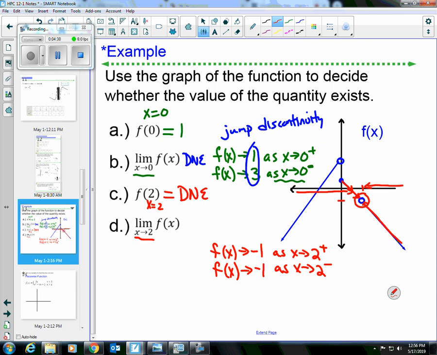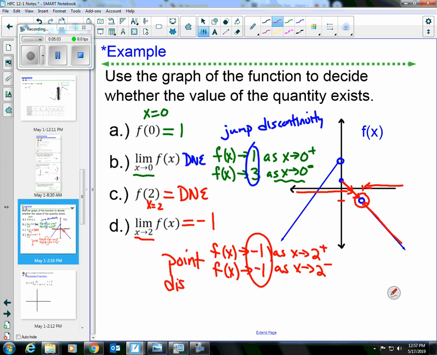Now, it is totally true that the value of the function is not continuous there, right? It's discontinuous. It's an open circle, point discontinuity. But the actual value of the limit does exist because the value of the function approaches the same number from both sides. So the value of the limit is actually going towards -1. So the limit can exist even when it's discontinuous because this one was a point discontinuity.